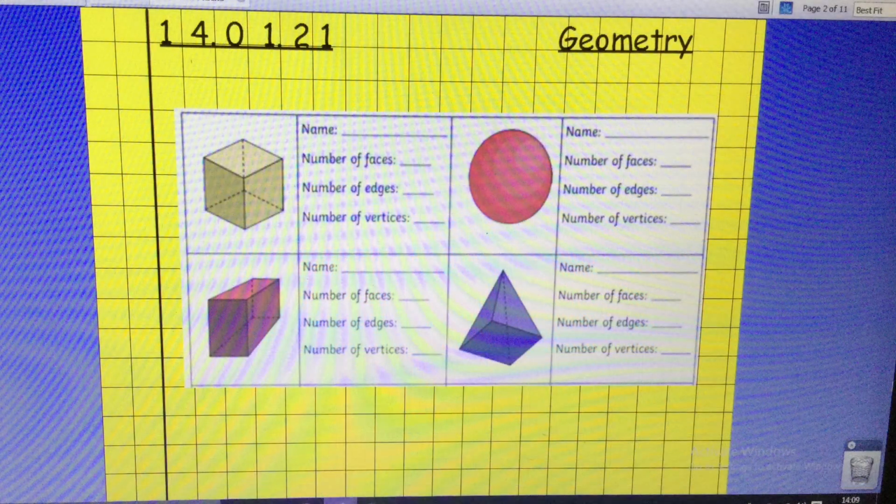Your geometry challenge today is to name these 4 3D shapes. You need to name them, write the number of faces, the number of edges and the number of vertices. Remember, we use the word vertices to talk about the corners or the pointy bits. Pause the video now to have a go, and on the next slide will be your answers.